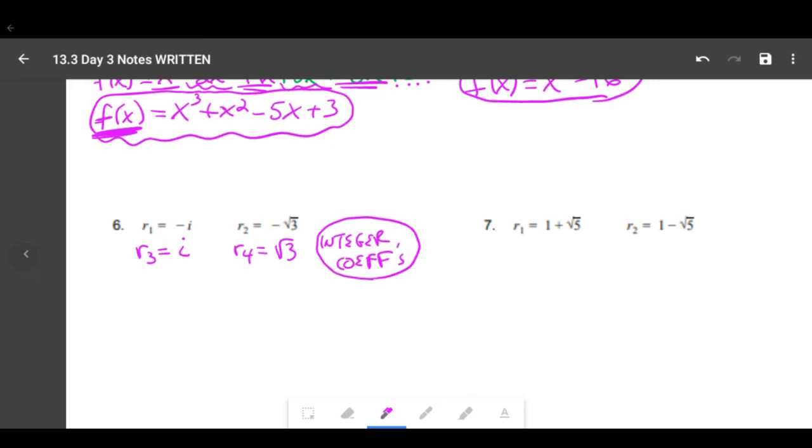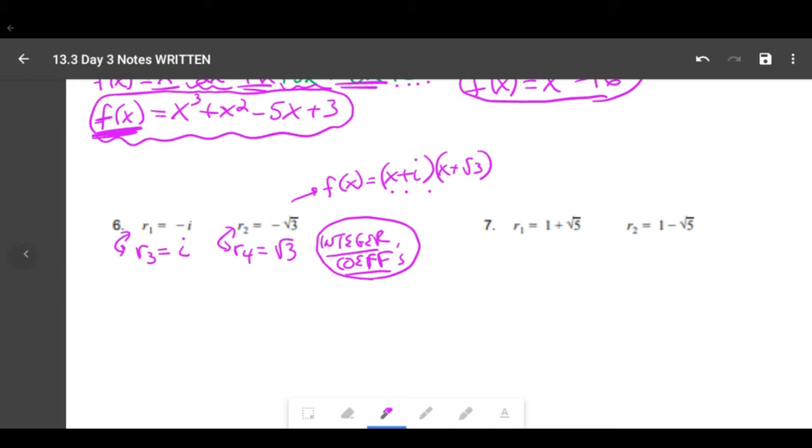If it wasn't trying to ask that, then this would be really simple. This would just be f of x equals x plus i and x plus square root of 3, and then you could FOIL that out and get your answer. But I have a feeling they left it off, but they wanted to say, write this with integer coefficients. And when you say integer coefficients, that's why you realize that these have to come in pairs. So you have to have negative i and positive i, and then negative square root of 3 and positive square root of 3.